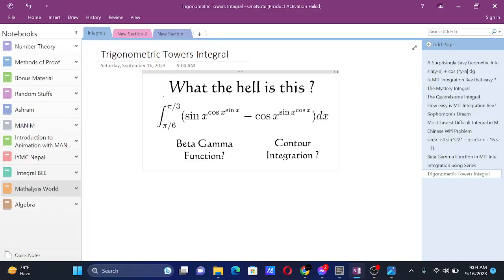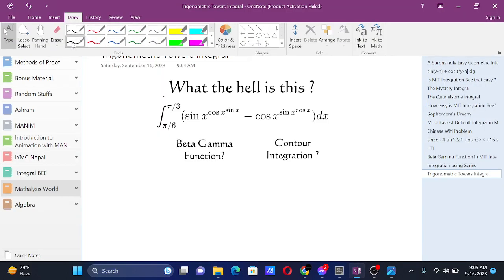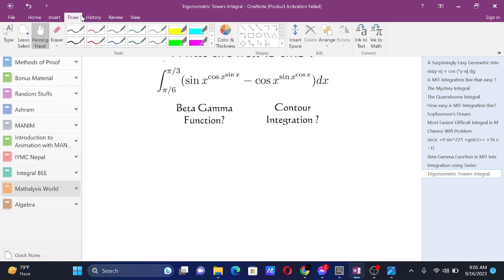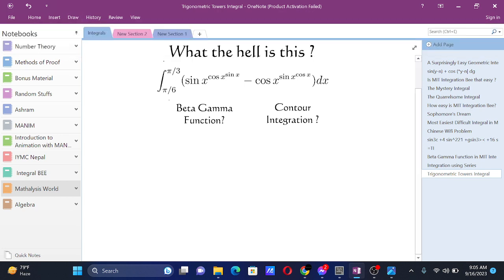The trigonometric towers integral. In this video, we have this integral from trigonometry, and we have two towers kind of thing of sine and cosine. And we have limits from pi by 6 to pi by 3, and sine x to the power cos x to the power sine x minus cos x to the power sine x to the power cos x. So we can first break this integral into two integrals. And fun fact, we don't need any of these complex tools. This is a really easy integral.